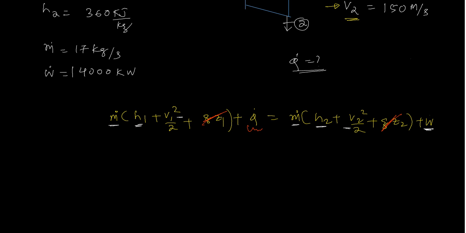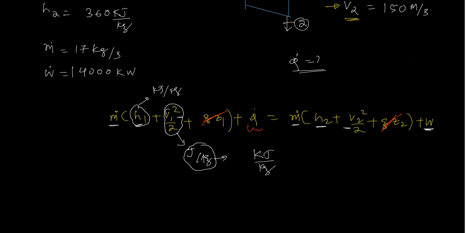Okay. So another thing, if we look over here, this H1 is given in terms of kilojoule per kg, right? And we know this is V1 square by 2, which is in terms of joule per kg. So we have to convert this joule per kg into kilojoule per kg. So to do that, we have to add triple zero over here, right? I hope it is understandable.